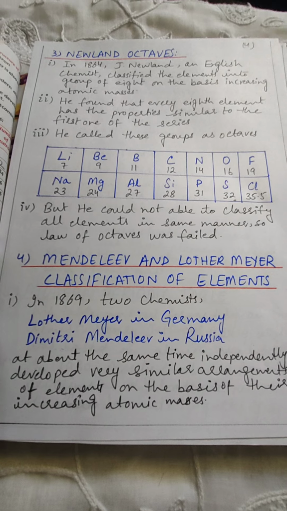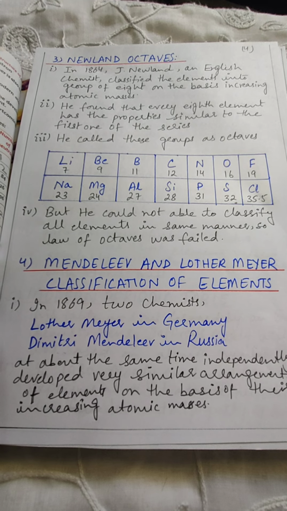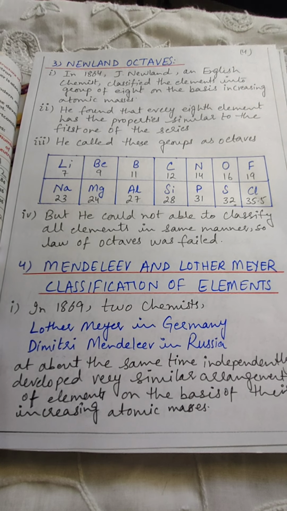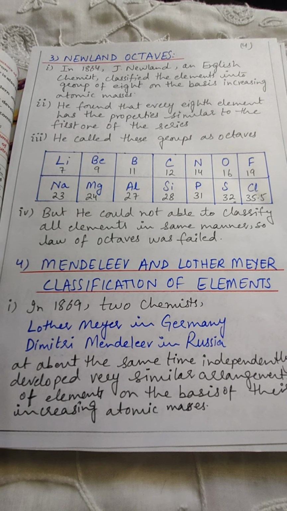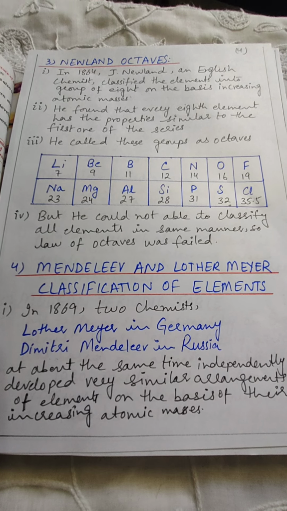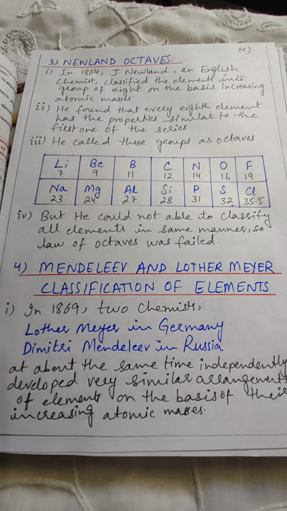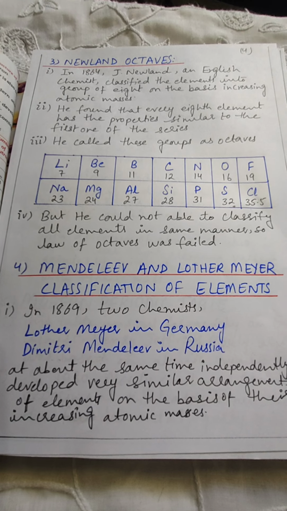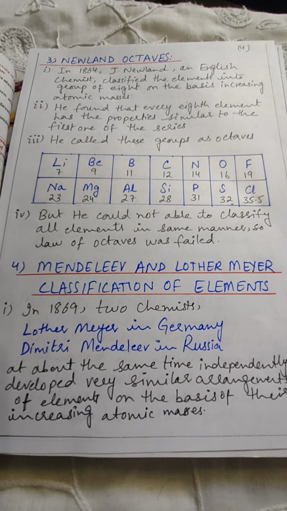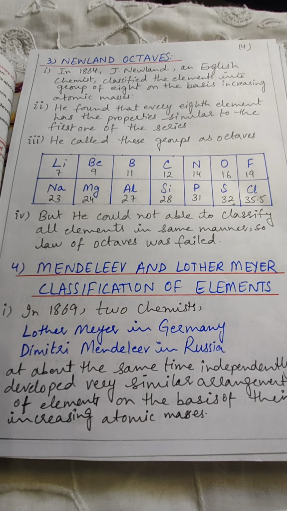After Dobereiner, there was a scientist whose name was Newlands, and in 1864, J. Newlands, an English chemist, classified the elements in groups of 8 on the basis of increasing atomic masses. He found that every 8th element has properties similar to the first one of the series.